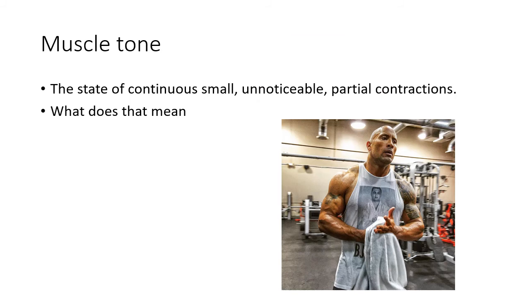So muscle tone is continuous contractions that are not full force that you cannot see. All you see is muscles right there. You can say he's well defined. However, the reason you can see it is very small contractions that you can't even feel as the person with the muscle tone.